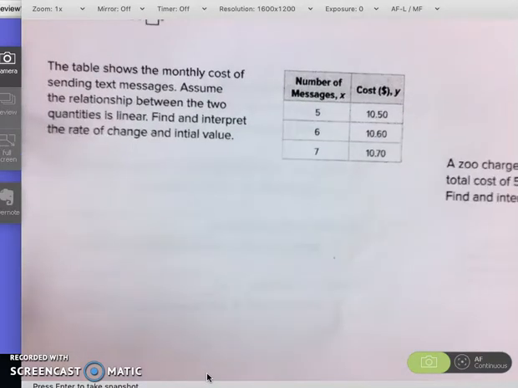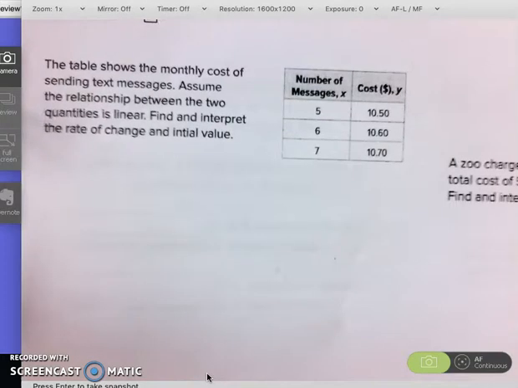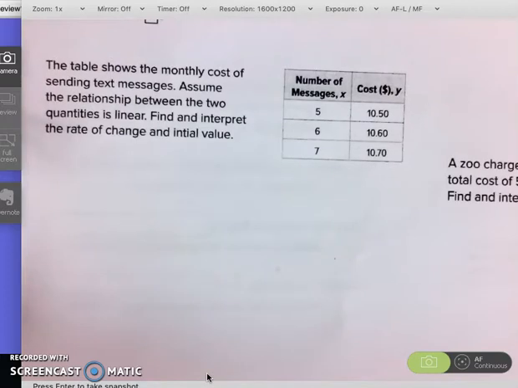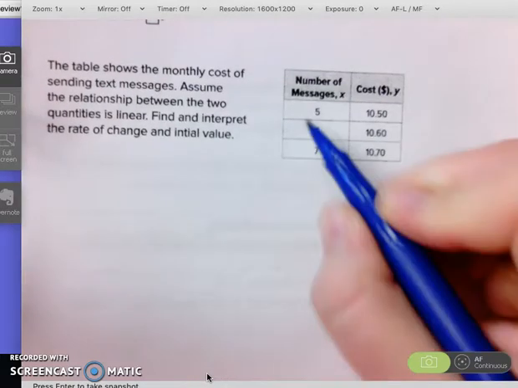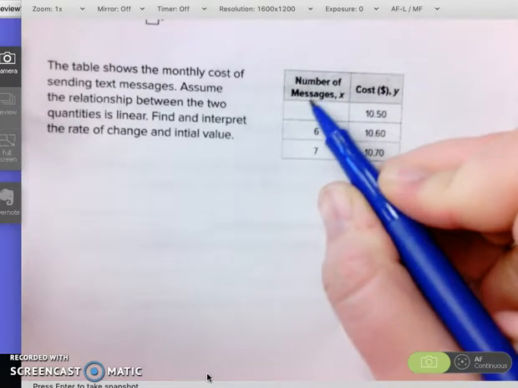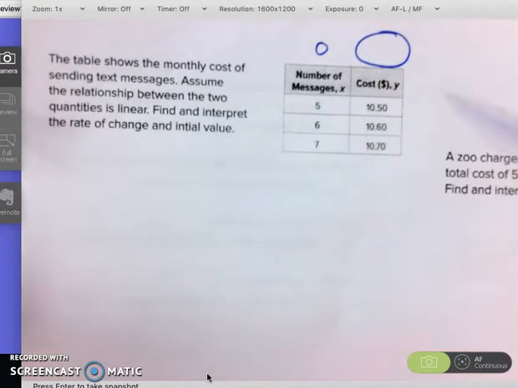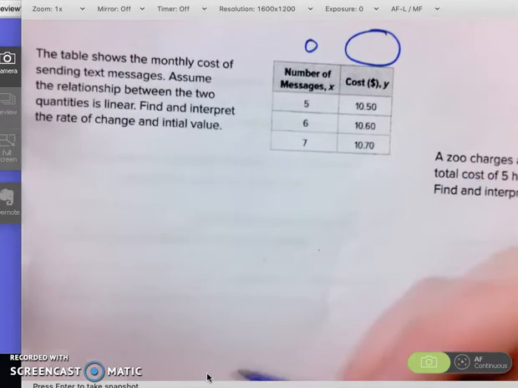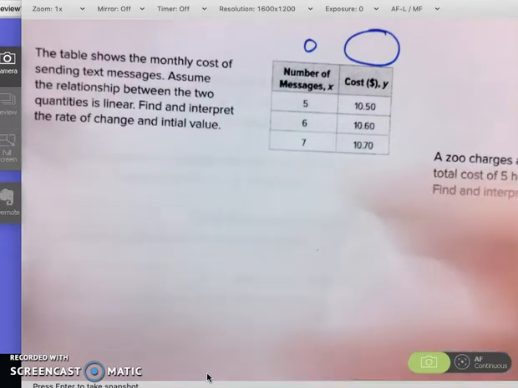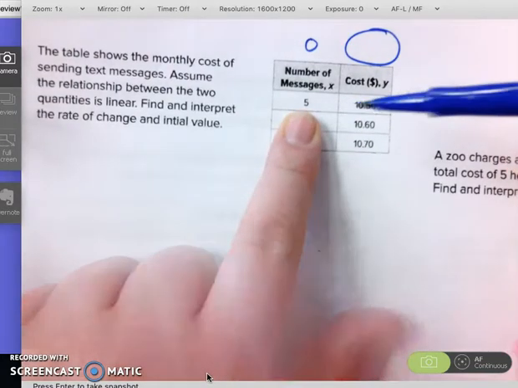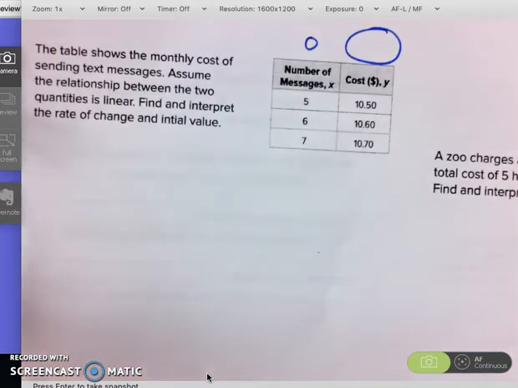Alright, so our example here, the table shows the monthly cost of sending text messages. Assume the relationship between the two quantities is linear, so find and interpret the rate of change and the initial value. So looking at this table, we could continue down to 0 to find 0 messages and what my initial cost is here. But I don't want to. I want to do it with math, because a lot of the times it's not going to be this easy or even this close to 0. So you're going to want to know how to do it the math way.